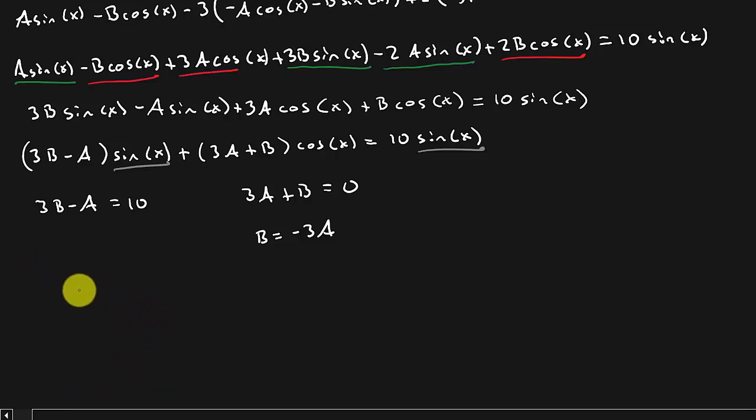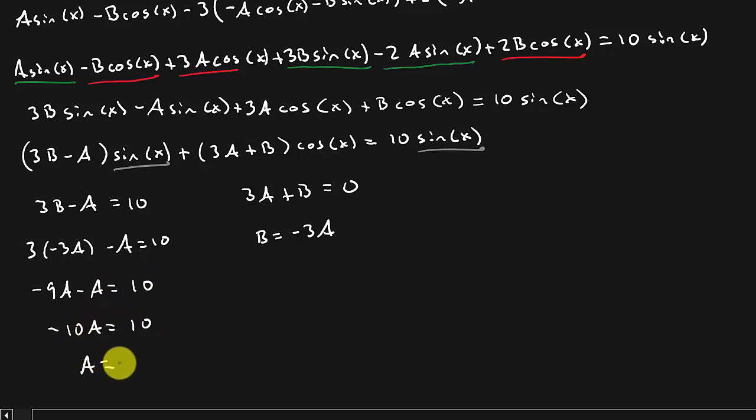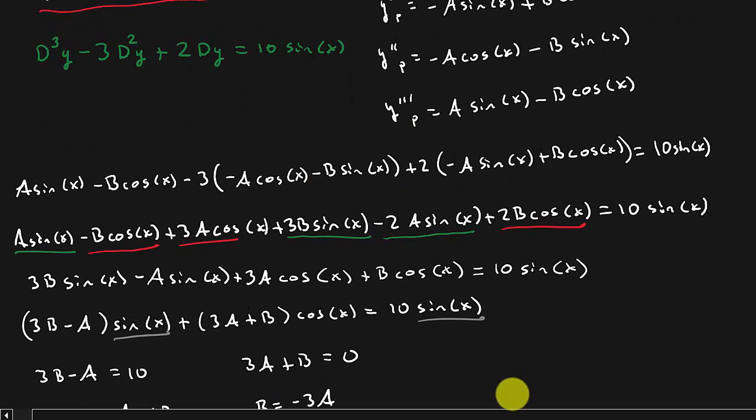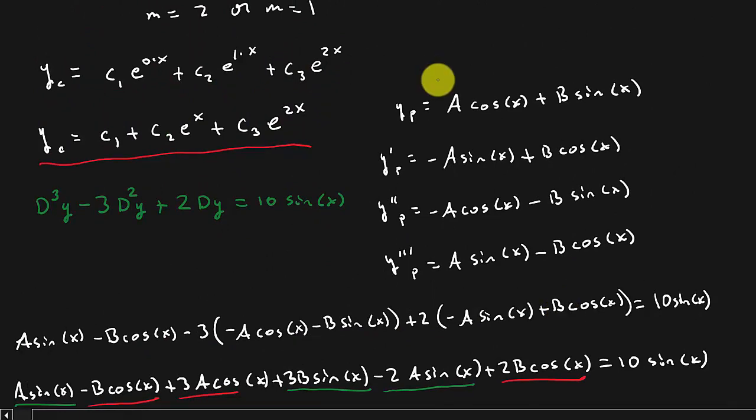All right, so we've got 3 times negative 3a minus a equals 10. So negative 9a minus a equals 10. So negative 10a equals 10. a equals negative 1. And so that means b is equal to negative 3 times negative 1. So b is equal to 3. All right, so a is equal to negative 1, b is equal to 3.